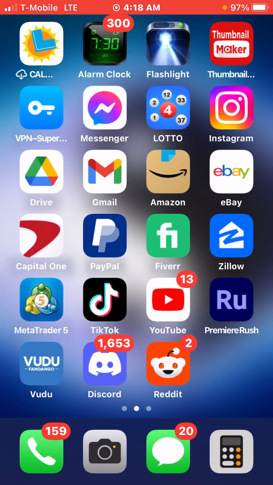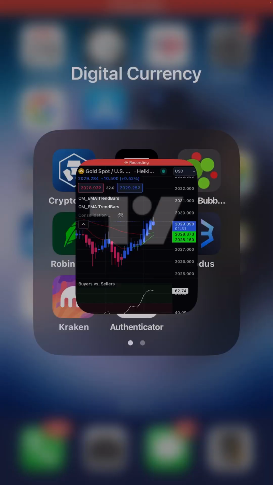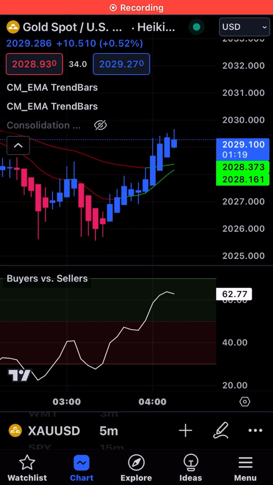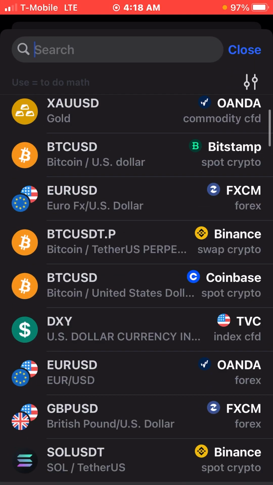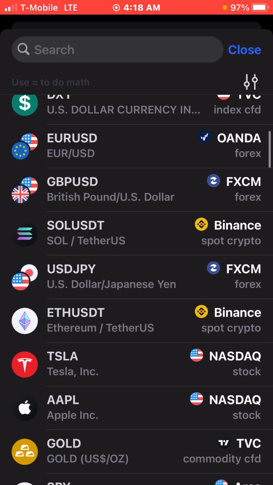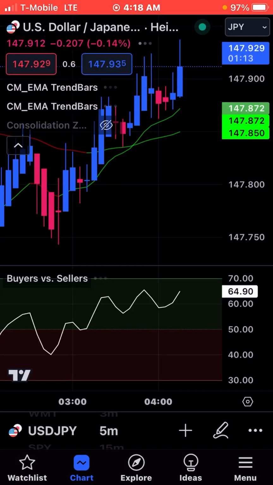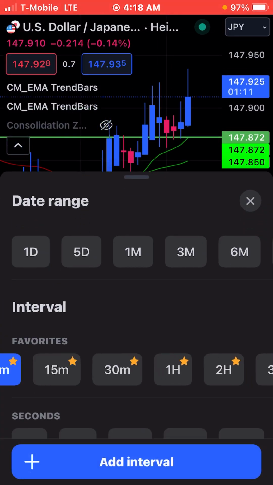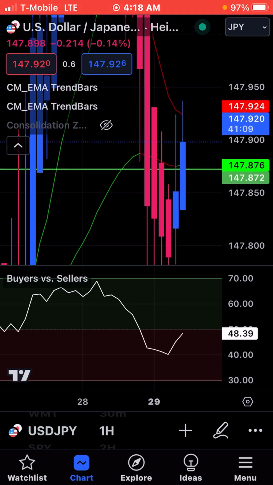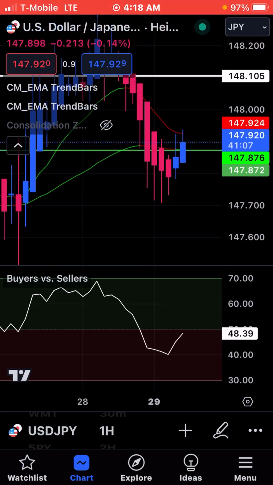But let me show you how to do this with other Forex pairs. So let's go look at the Japanese Yen, one of my favorites. Let's go look at it on the hour. So we go and we remove the candles.